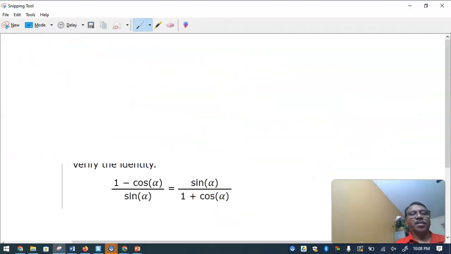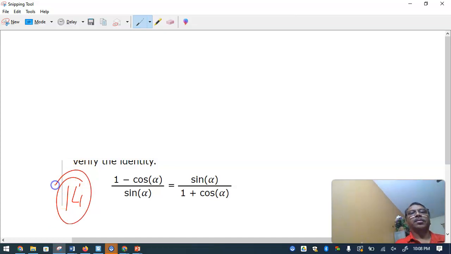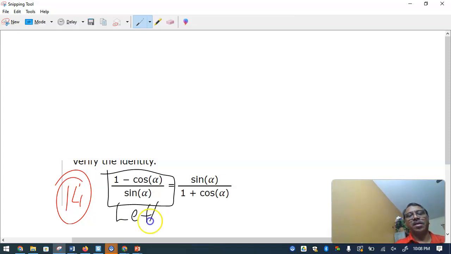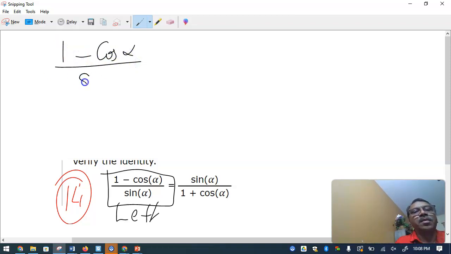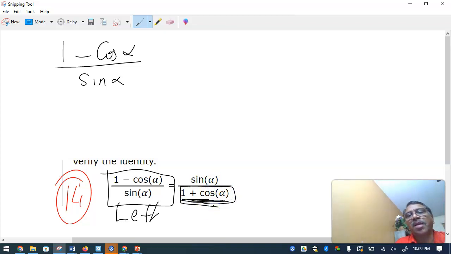And we have the last problem for the day. Okay, this is problem number 14. We will start with the left side. So let me begin with this as the left side. So I'm going to write, okay, 1 minus cosine of alpha divided by sine alpha. Notice that in the right side, you need to get somehow this 1 plus cosine alpha.